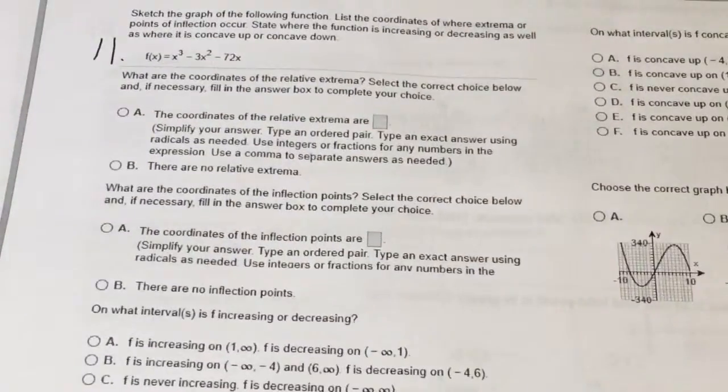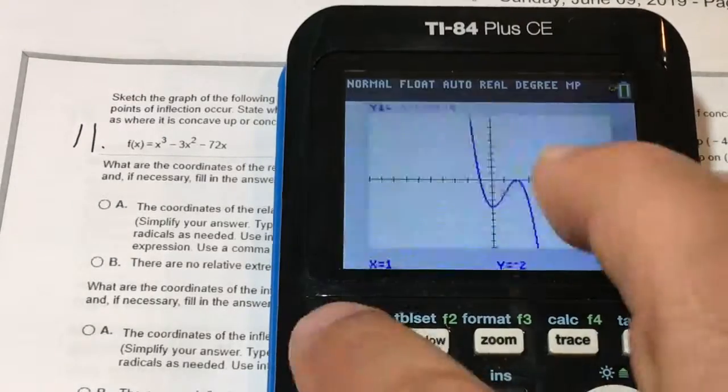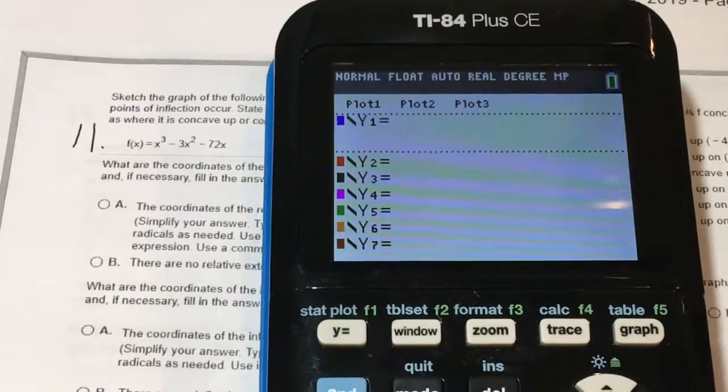Number 11 is another multitask question. Again, we're just going to type it in. I'm going to hit y equals, and then I'm going to clear it out. X cubed, hit the X button.